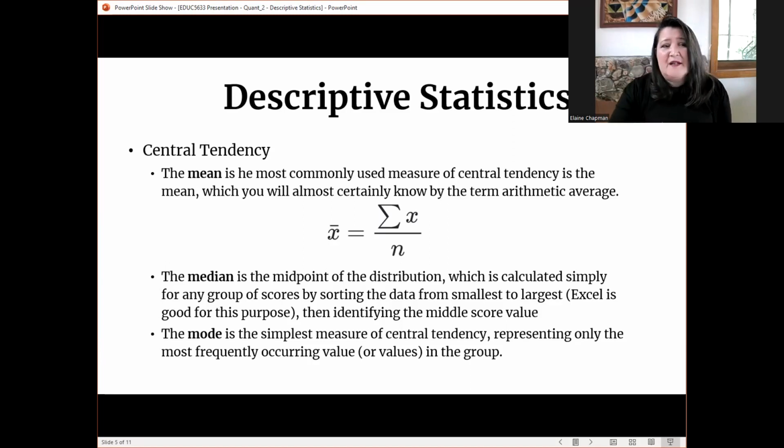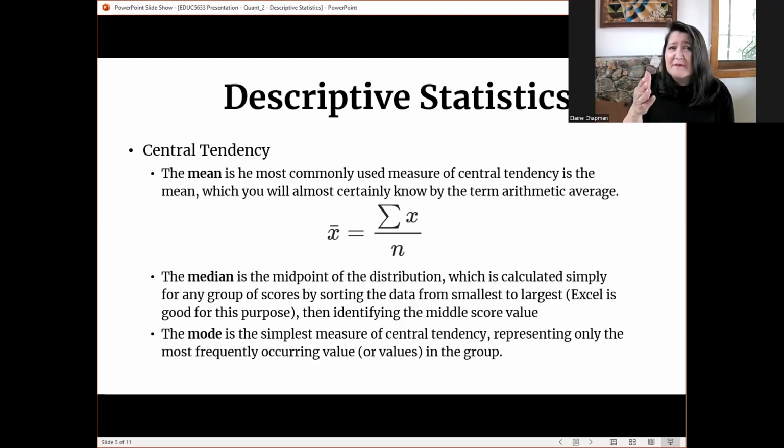So the most common measure of central tendency is probably one that you're very familiar with, which is the mean. The mean is basically the arithmetic average of the scores that you have. And as I said, it's the most commonly used measure in reported statistics, as well as in the kind of statistics that you're going to be doing in this unit.